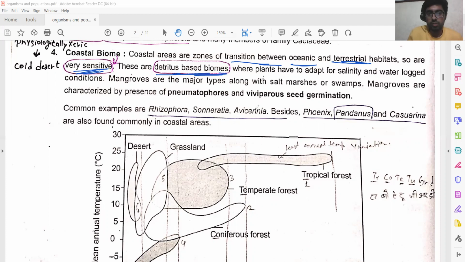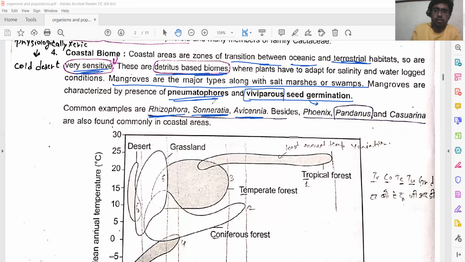One more thing. Example, mangroves. You must have studied about pneumatophores, small pores present in the roots of mangroves, in class 11th. Viviparous seed germination: here the seed germinates on the mother plant body. That is why it is known as viviparous seed germination. Examples are Rhizophora, Sonneratia, Avicennia. It is not that much important, so you can ignore. Only Rhizophora is more than enough for you.